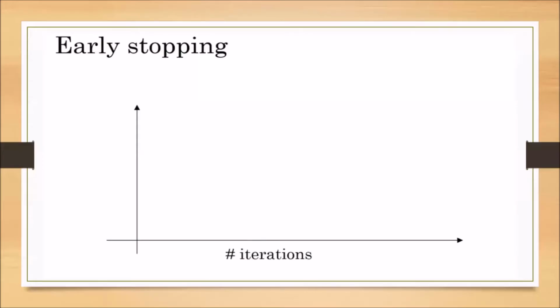Now we are discussing another method called early stopping. We generally use it for overfitting, to avoid overfitting. What is this early stopping? On the x-axis, we are taking the number of iterations and we are trying to check with each iteration how the cost function is changing, the error, the training set error and the development set error.